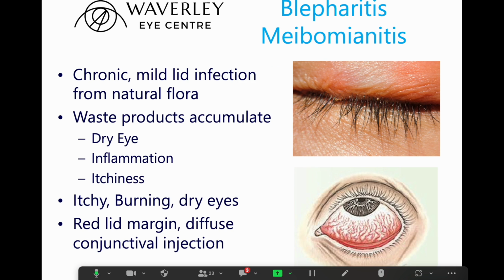So what is blepharitis? I tell patients this is a chronic mild lid infection from the natural flora, or bacteria that lives on the skin. I will tell them there's bacteria that lives on our skin. It's supposed to be there. It needs to be there.